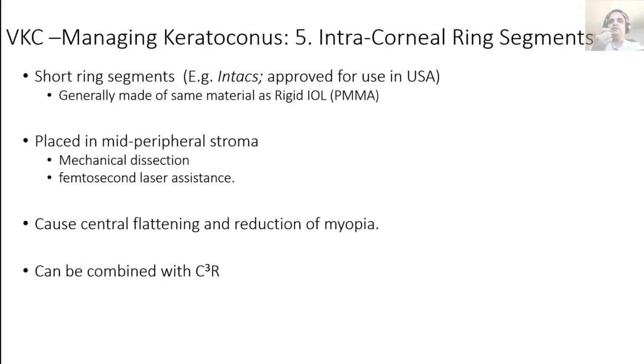I keep emphasizing that because the intraocular lens was made of a material that's inert to the eye. It does not react within the eye or cause a foreign body reaction. So that is why these objects are made of pretty much the same material as rigid IOLs were made. And they're basically placed in the stroma of the cornea, either mechanically or by using a laser. What they do is cause a flattening of the cone and reduction of myopia. And since you're creating a little tunnel in the stroma of a cornea that's already thin, you can combine it with C3R to strengthen the cornea.